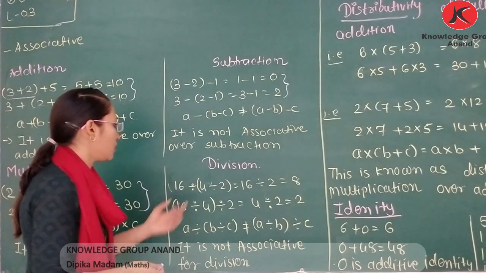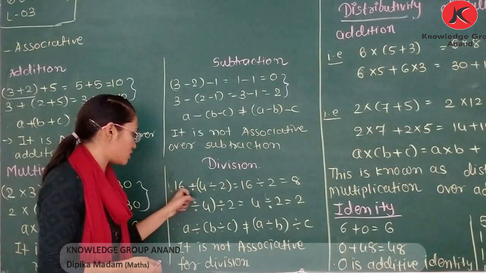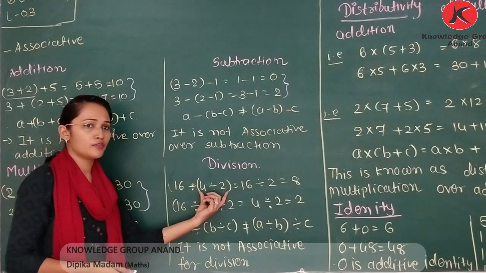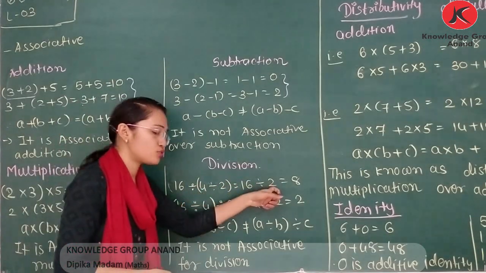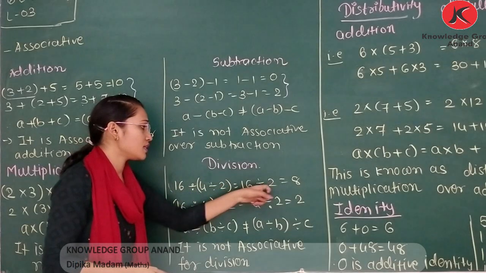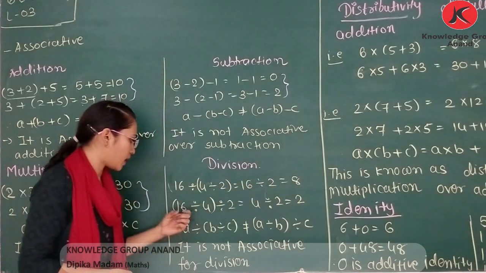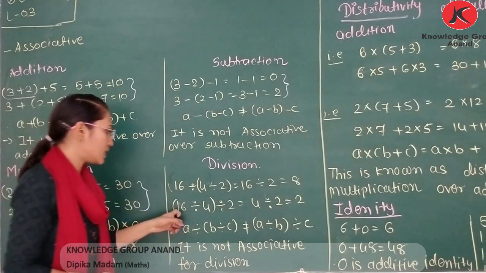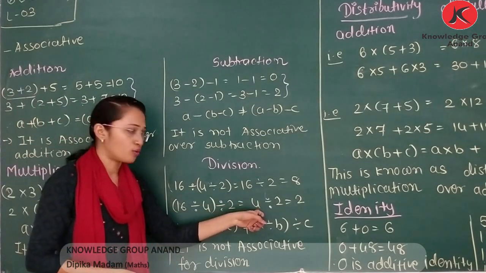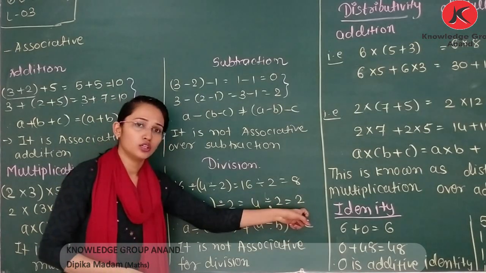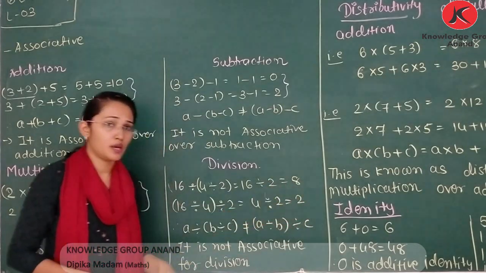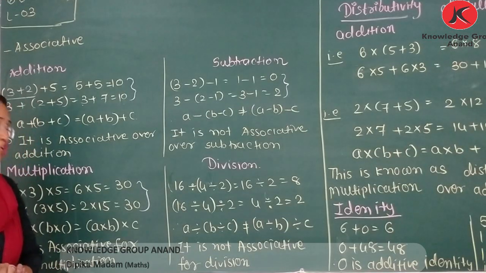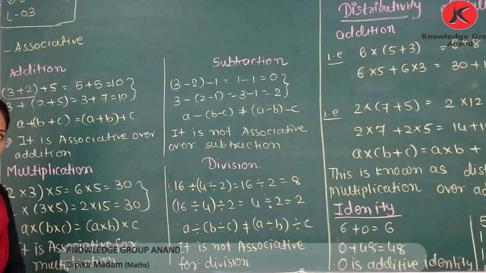In division, here I select three numbers: 16 divide 4 divide 2. So first we take the division of the second and third. 4 divide 2 is 2, and 16 divide 2 is 8. Next time I perform the division of the first and second. 16 divided by 4 is 4. Divide by 2 is 2. Both answers are not the same. It means in a division you cannot change the group. So division is not associative.